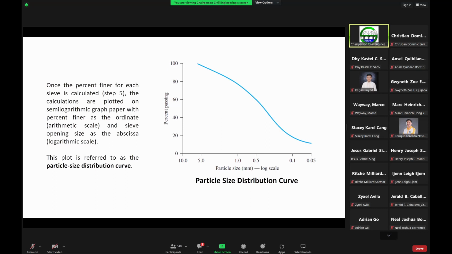In the case of Japan, for example, when I was still doing my doctoral research in Japan, normally the grain size distribution, we don't put it like this, but we put it in this direction. So it depends on your preference.